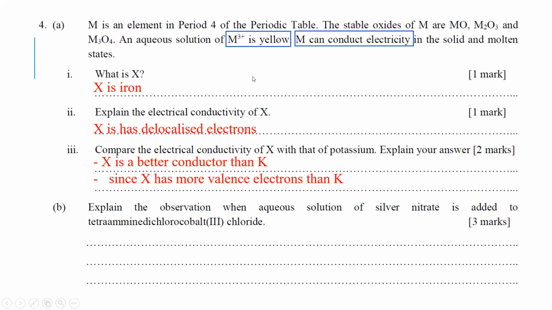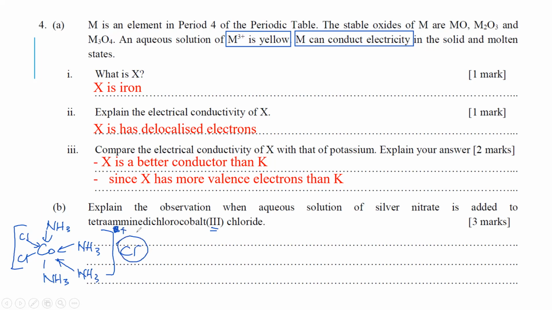B, explain the observation when aqueous solution of silver nitrate is added to tetraamine dichlorocobalt(III) chloride. Here you need to understand what the structure of tetraamine dichlorocobalt(III) chloride looks like. You have a cobalt, tetraamine, so you have 4NH3, then dichloro, so you have 2Cl. And because it's cobalt(III) chloride, you have 1 more Cl negative, and the complex will be plus. So you have 1 chloride ion that acts as a free ion.